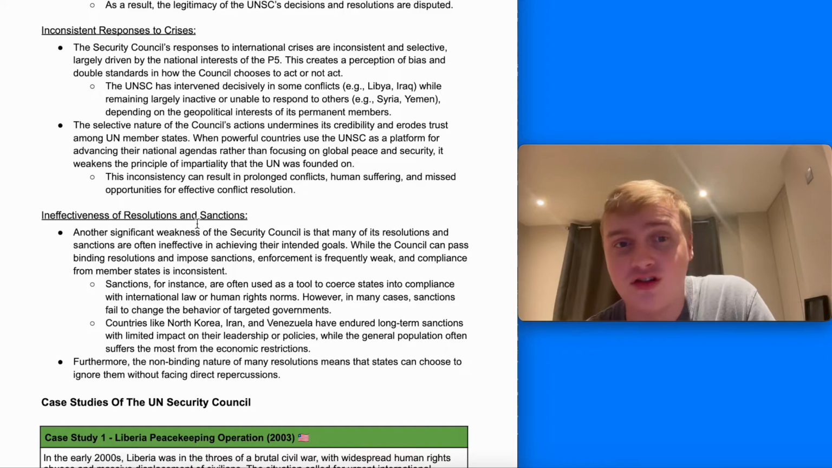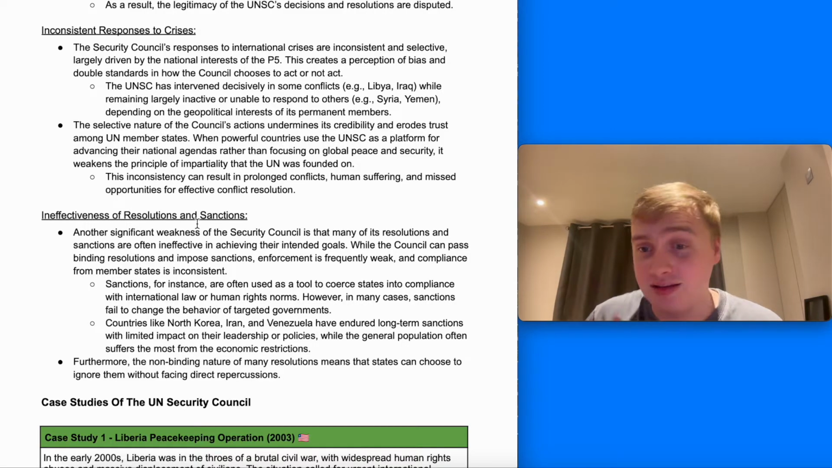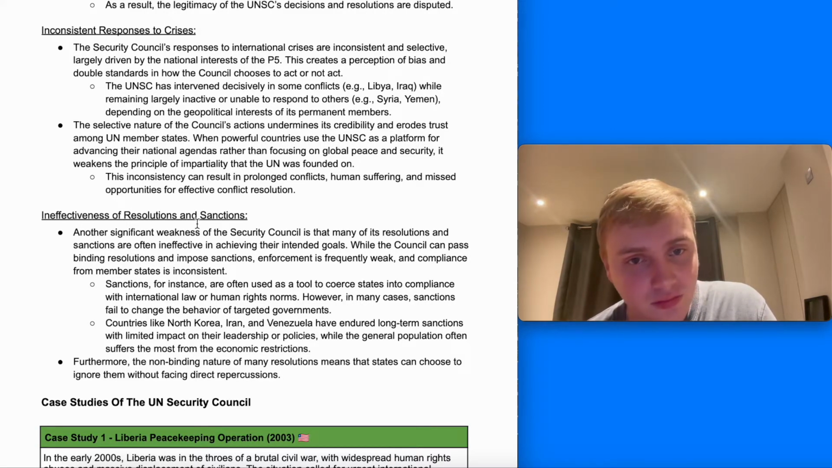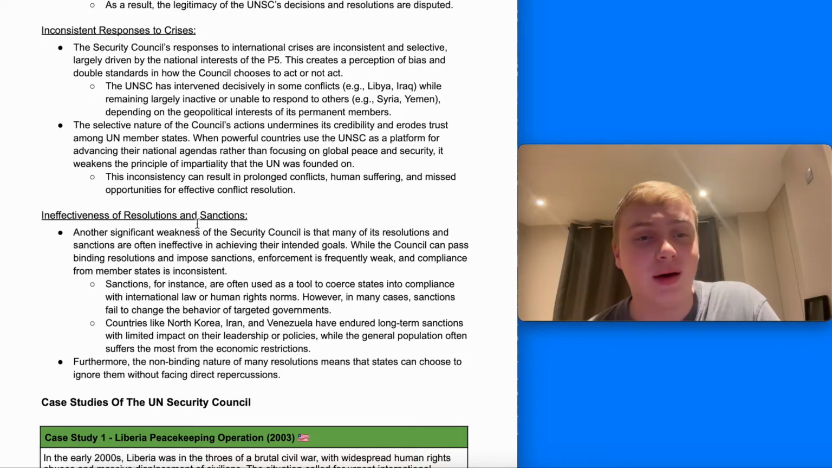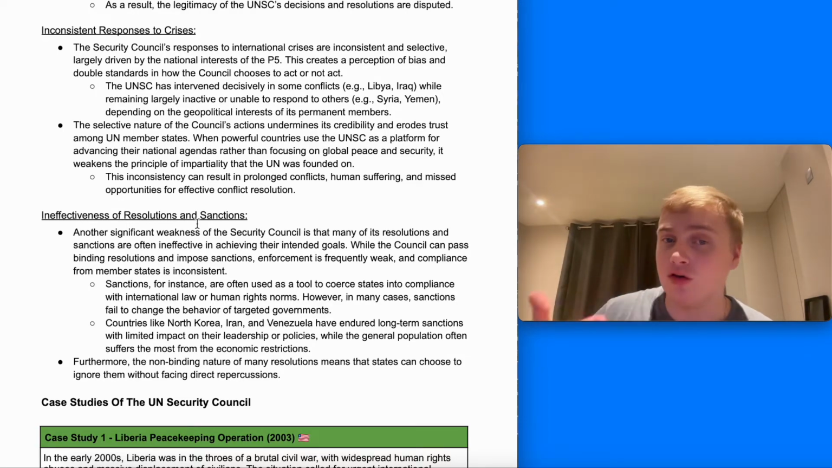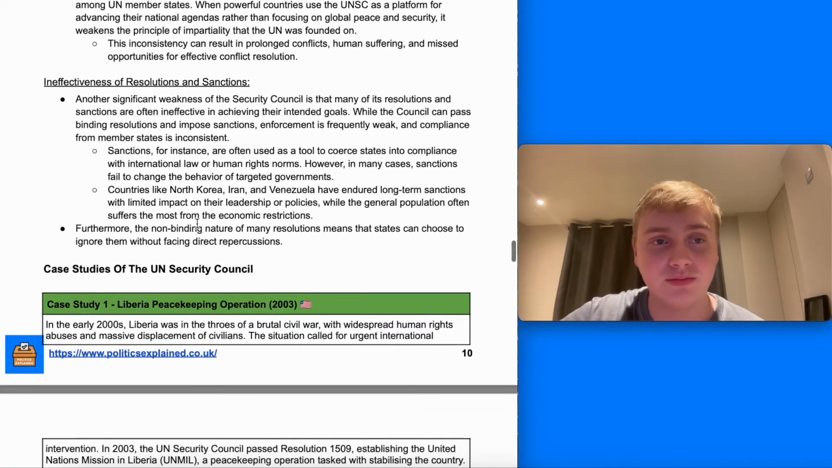So when powerful countries use the UN Security Council as a platform for advancing their own national agendas and using their veto to prevent things that go against their own national interests, rather than actually focusing on what the UN Security Council is supposed to do to promote global peace and security, it weakens the real principles that the UN was founded on. And it often results in prolonged conflict, human suffering, and missed opportunities for effective conflict resolution.